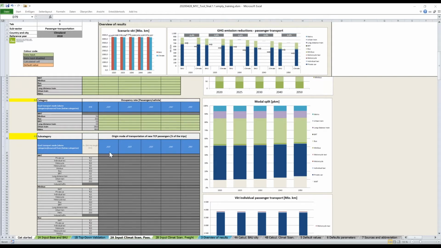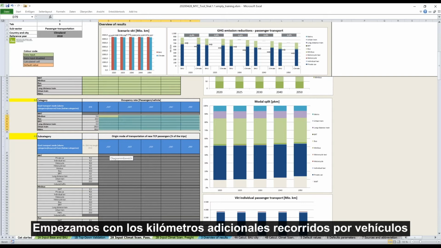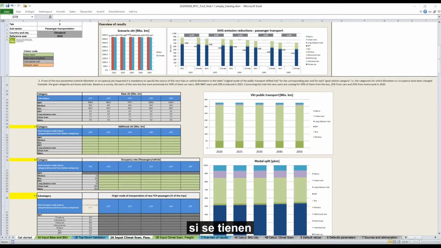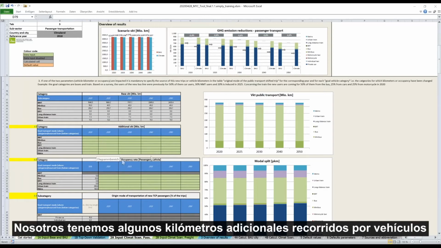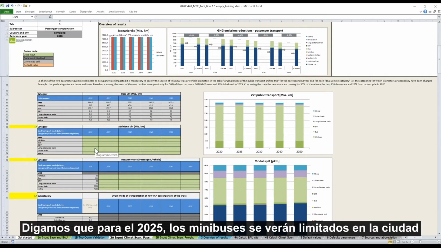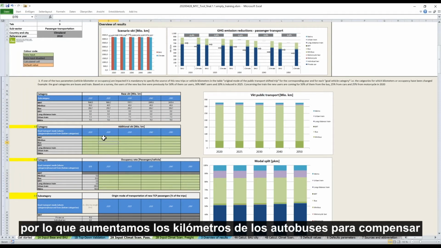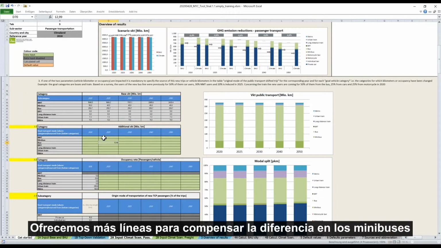So we start with the additional VKT. Maybe you don't have it, and you're just working with the occupancy rate. We have some additional VKT. We say 2025 because the minibuses cannot run as they want in the city. They are limited. We increase the kilometers of the buses, to offer more lines to compensate for the disappearance of the minibuses.